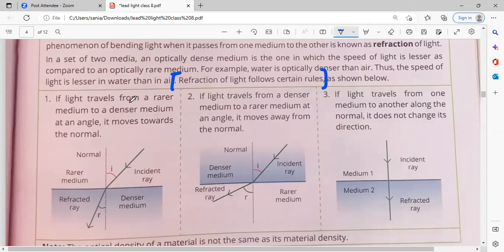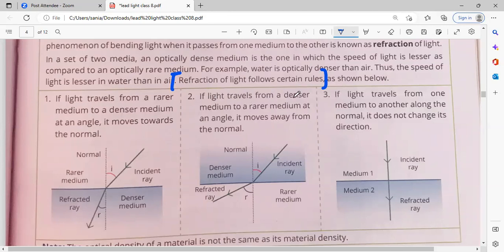First is, if light travels from rarer medium to denser medium at an angle, it moves towards the normal. So normal, you know, it's basically the perpendicular one. For example, this is your incident ray, right? If it is moving from rarer to denser, it will move towards the normal. It will move towards here.